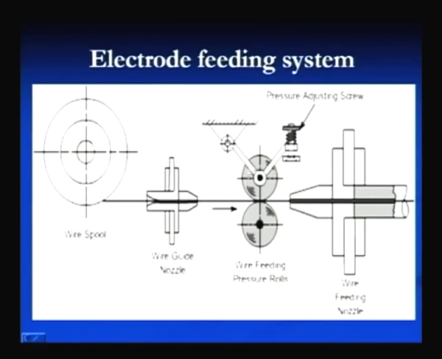Then it is passed through these two rollers, which are rotated in a controlled way, and then it is passed through this wire feed nozzle, and finally through the torch. So, here we have the straightening, the wire feed pressure rolling, and then the wire feeding nozzle. This is how the electrode wire is passed through the different components.